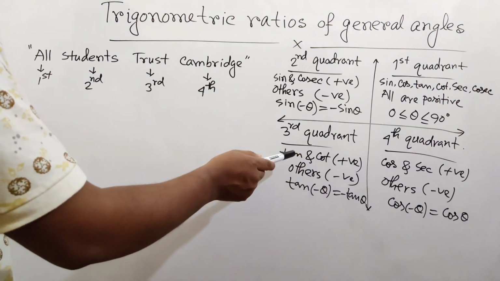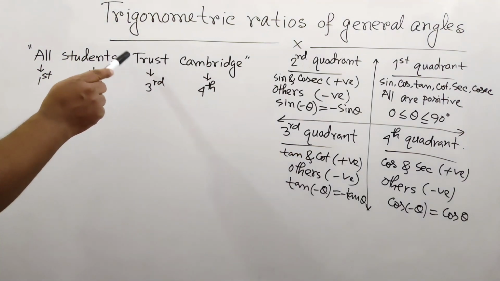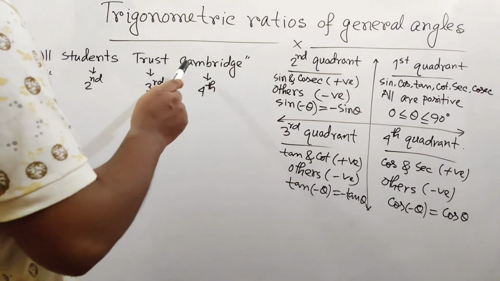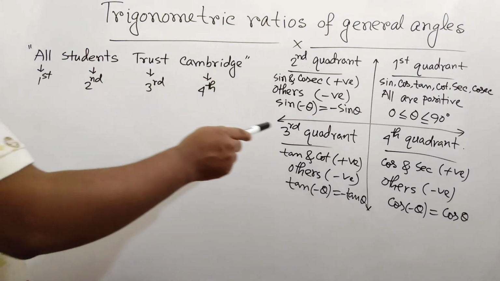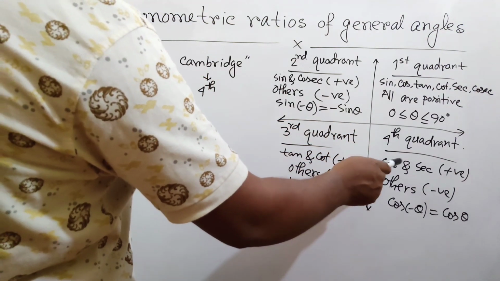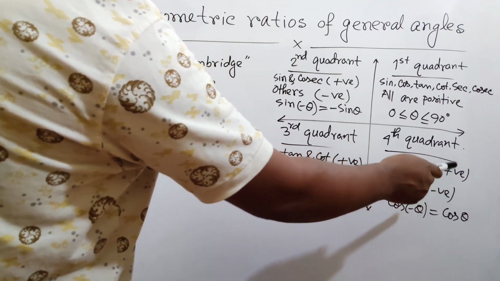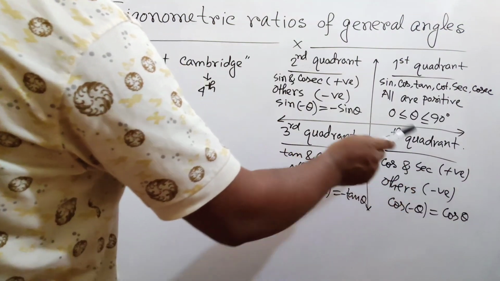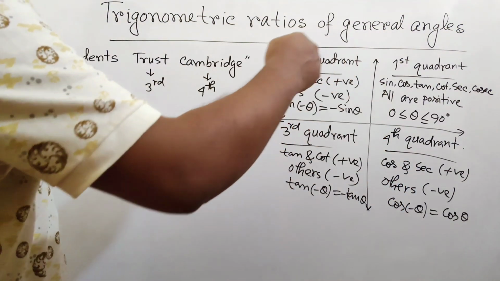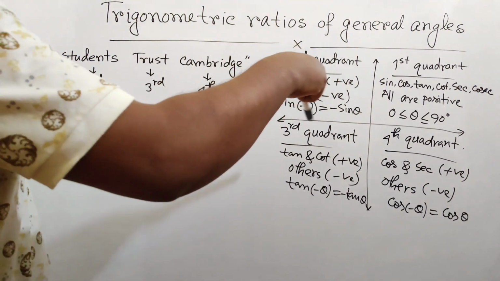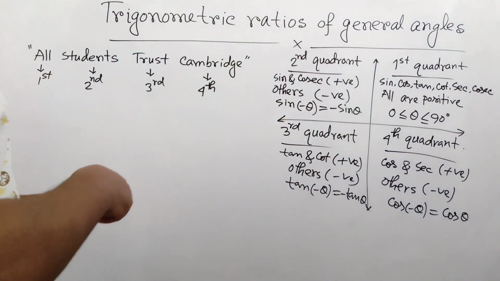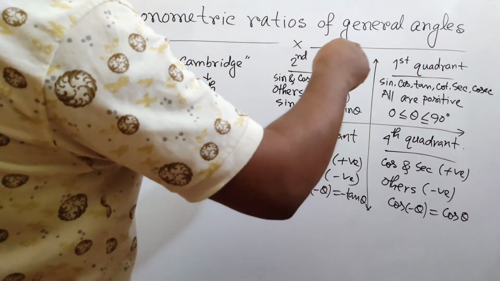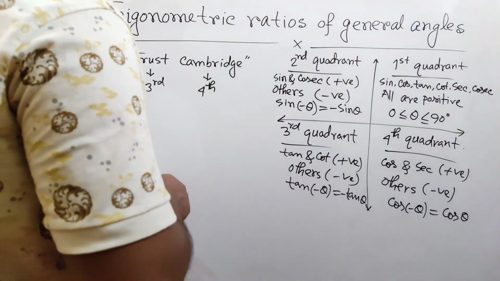In the third quadrant, tan and the opposite of tan, that is cot, are positive. So take the first letter of Trust, that is T for tan: in the third quadrant tan is positive. Finally Cambridge: the first letter is C, and in the fourth quadrant, cos and the opposite of cos, that is sec, are positive. So C for cos, cos is positive. In that way you can learn where the ratios are positive, and then you can easily find where the ratios are negative.